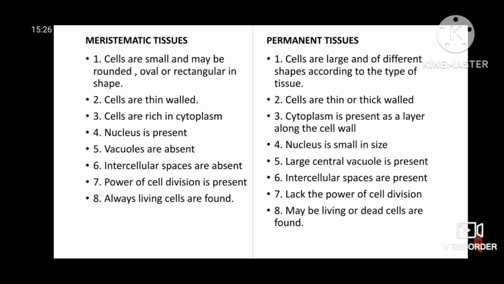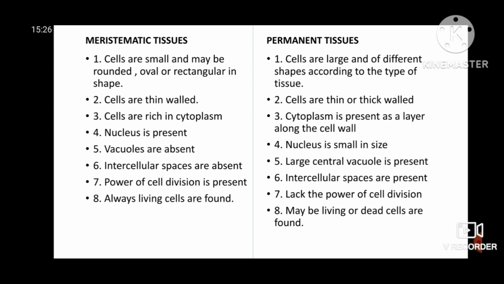First of all, the differentiation between meristematic tissue and permanent tissue. In meristematic tissue, cells are small and may be round, oval or rectangular in shape, but in permanent tissue, cells are large and of different shapes according to the type of tissue. Cells are thin-walled in meristematic tissues, whereas cells are thin or thick-walled in permanent tissue. Cells are rich in cytoplasm in meristematic tissue, whereas in permanent tissue cytoplasm is present as a layer along the cell wall. Nucleus is prominent in meristematic tissues, whereas nucleus is small in size in permanent tissue.